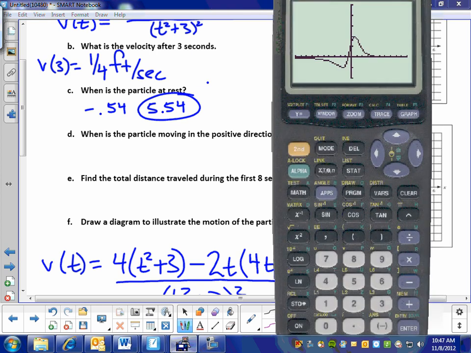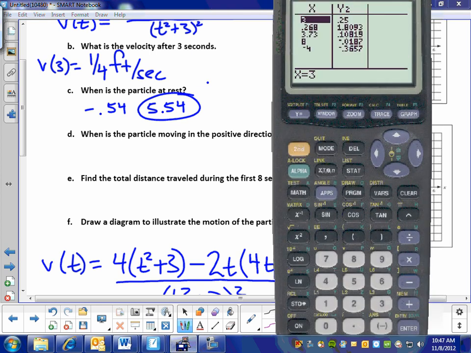Yes, if we go to our table and we plug in 5.54, we should come up with a number that is very close to 0, and we do. We get 3 times 10 to the -5th, which is basically 0. Because it's negative time, and in this situation we're not concerned about negative time.